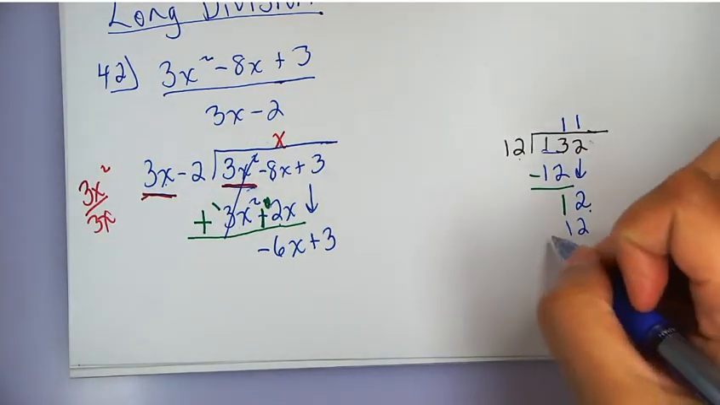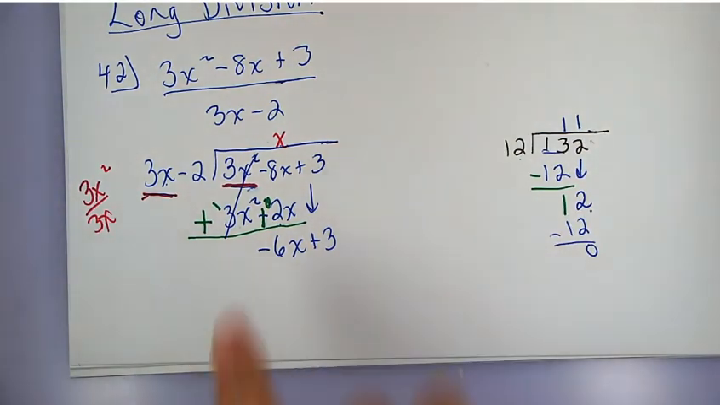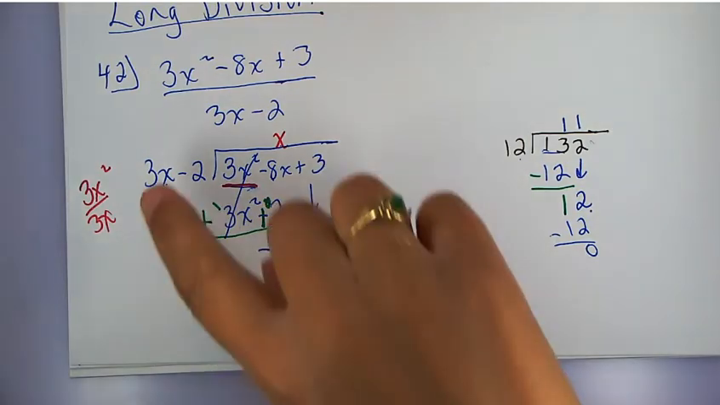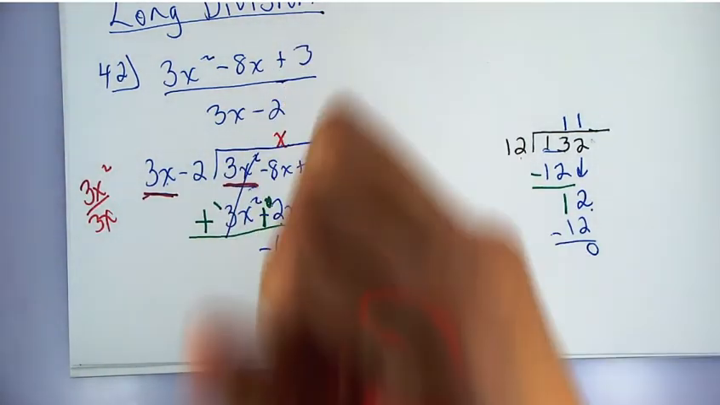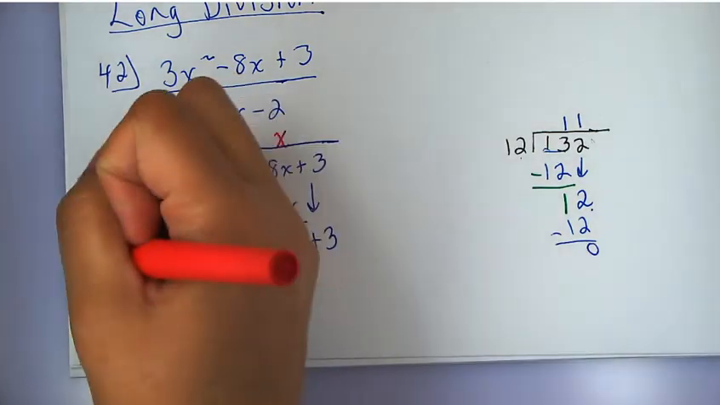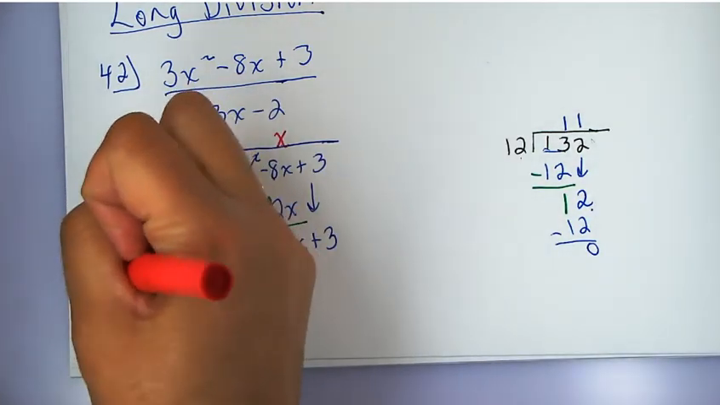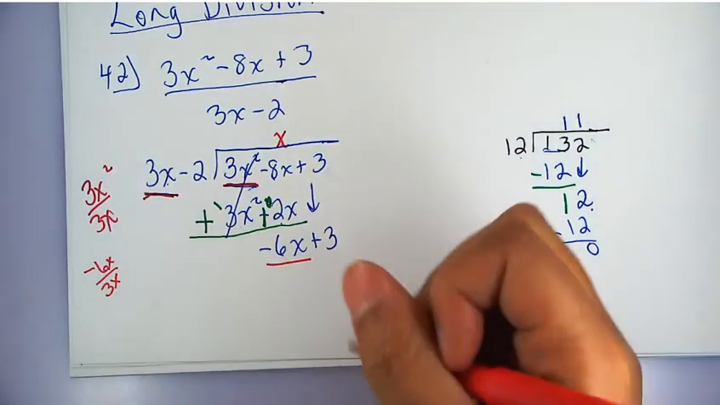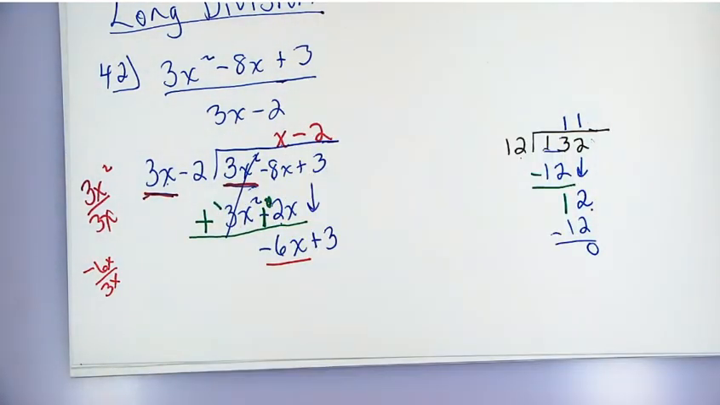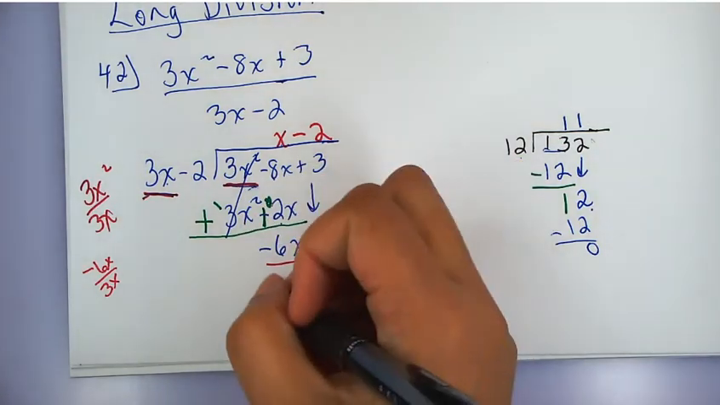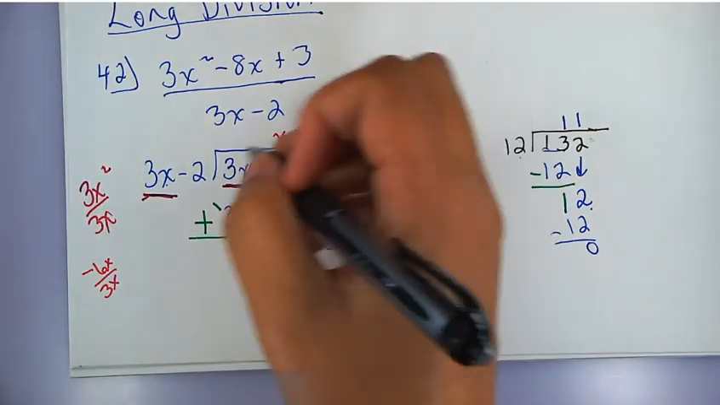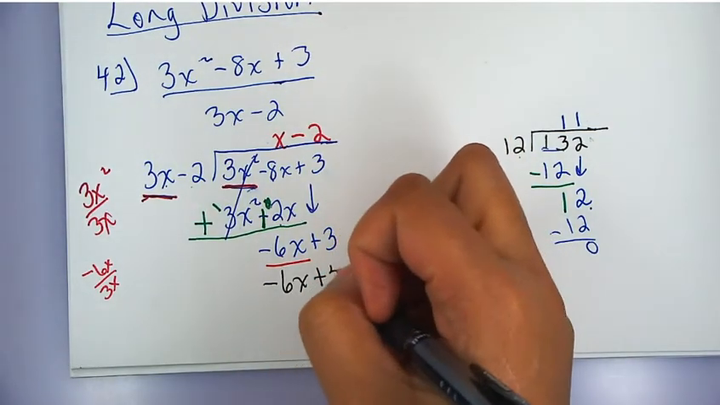Same idea. Now we're going to go this way. 3x and 6x. So now we're doing the 3x this time and the minus 6x. Negative 6x divided by 3x, isn't that just a negative 2? And then we multiply. Negative 2 times 3x is a negative 6x. Negative 2 times negative 2 is a positive 4.